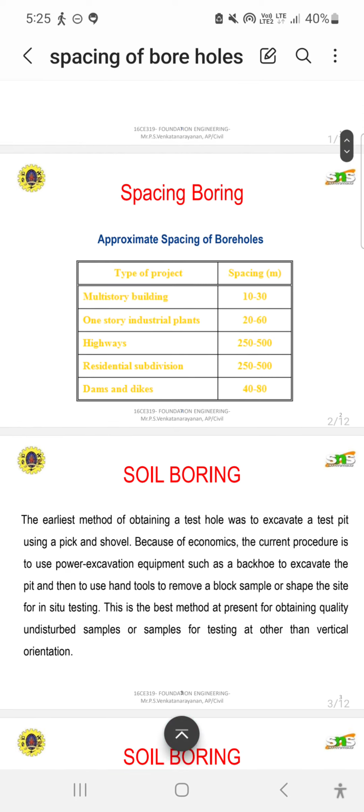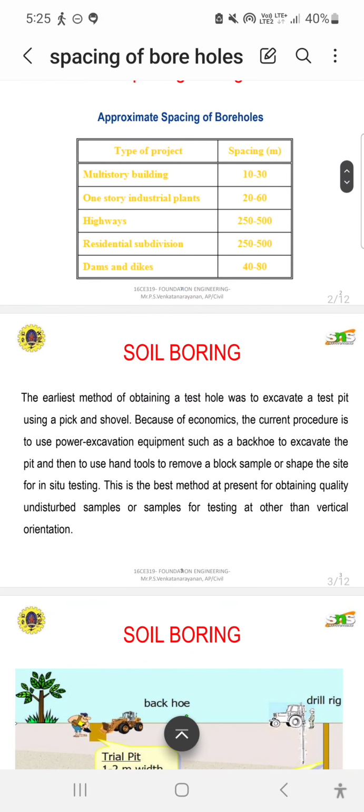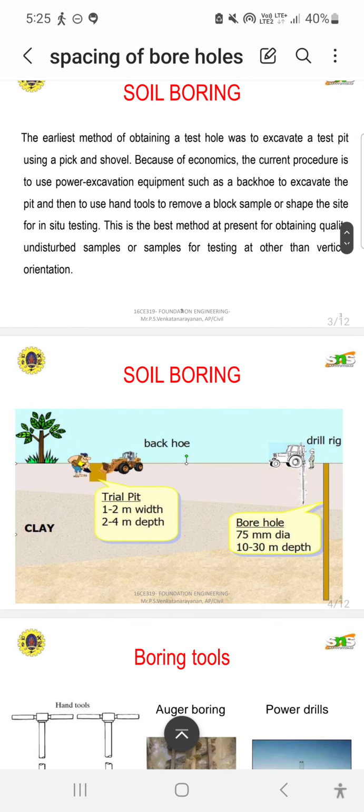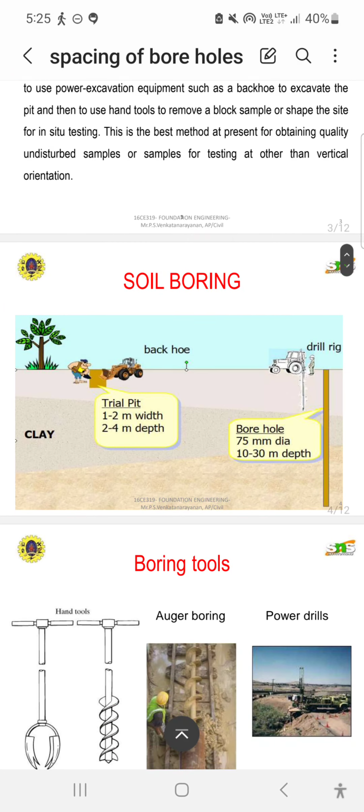Before this we saw spacing of boring. Now we have seen soil boring. The next one is the pictures of soil boring. In this picture we see the clay, the borehole depth and also the borehole diameter.